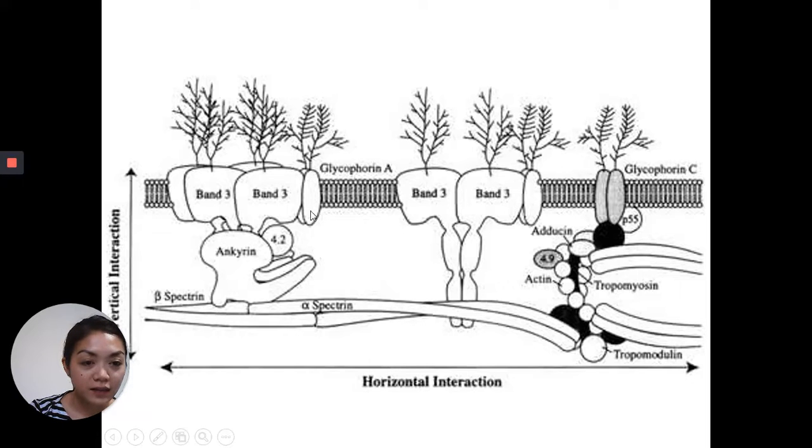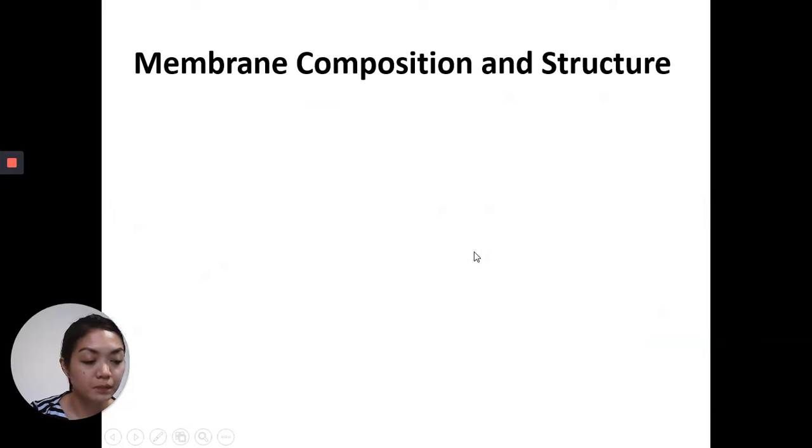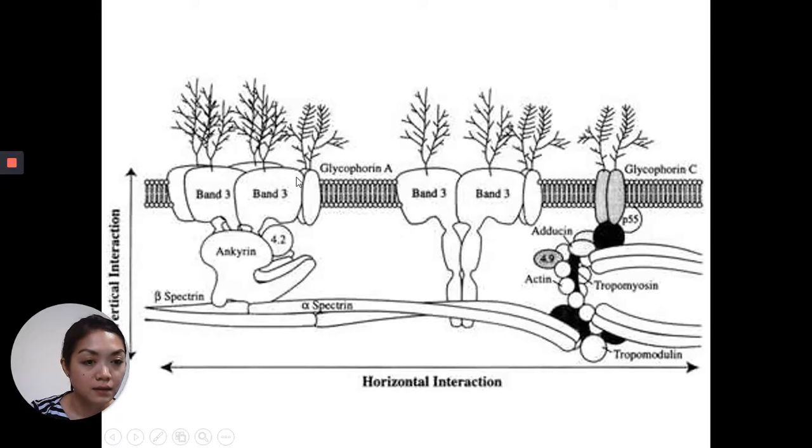We have here glycophorin A, commonly bound to band 3. So this is also glycophorin A. And we have glycophorin C bound naman to protein 4.1. This dark circle na structure. Okay, so, as you can see here, it's integral. If this is the phospholipid bilayer, it penetrates. That's why we call them transmembranous.